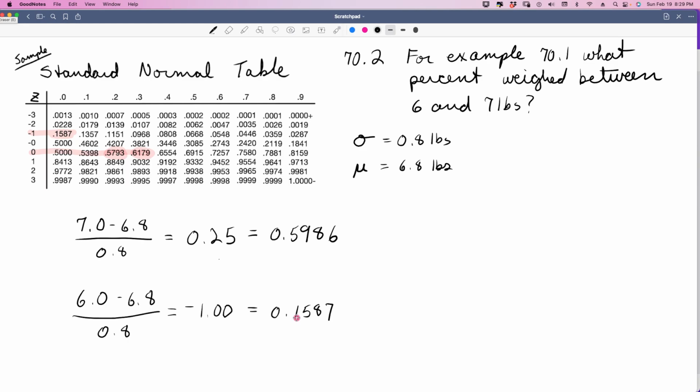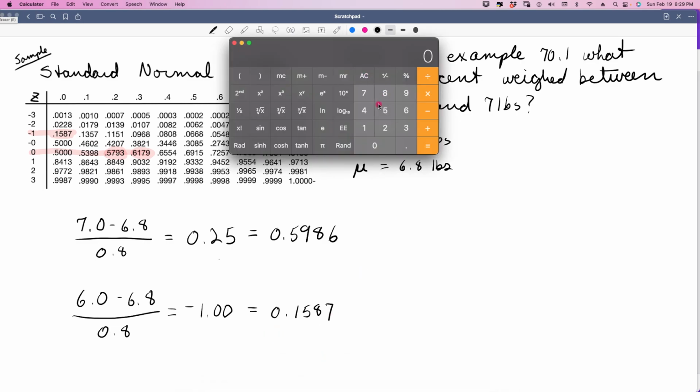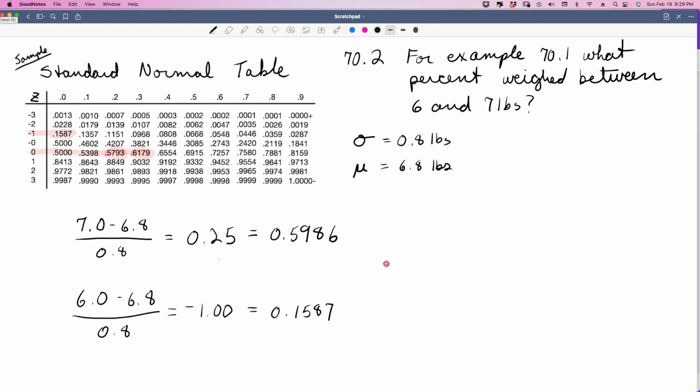So now I have to find the percentage of babies weighing between 6 and 7. So we just subtract the percentile. So I'm going to take this 7 minus the 6, and that's going to give me the difference between these. And I'm just going to do that on the calculator to make life easy for myself. 0.5986, and to save you guys a little time, 1 minus 0.1587, and that's going to give me 0.4399.